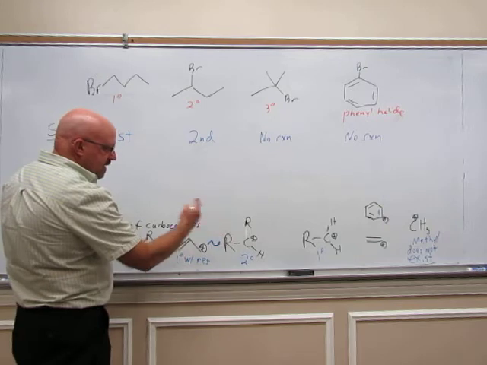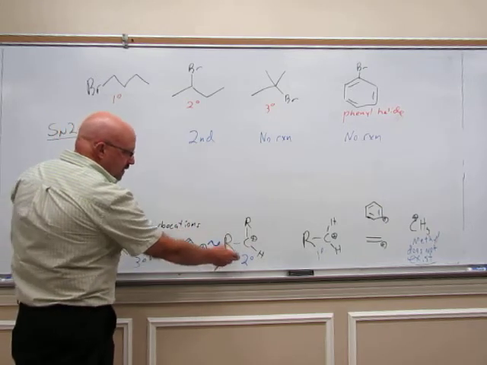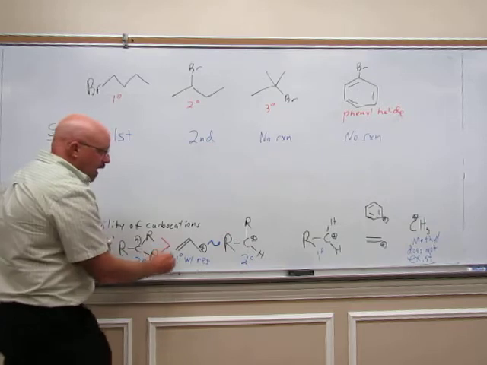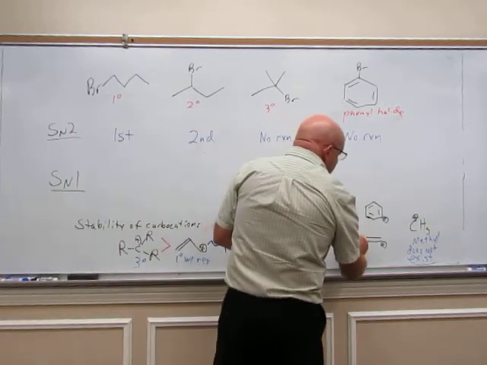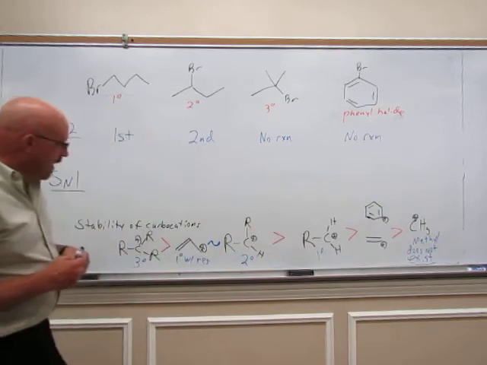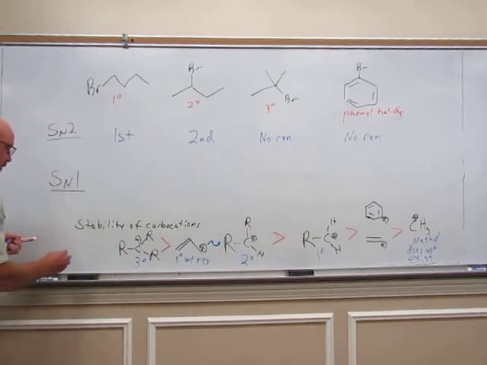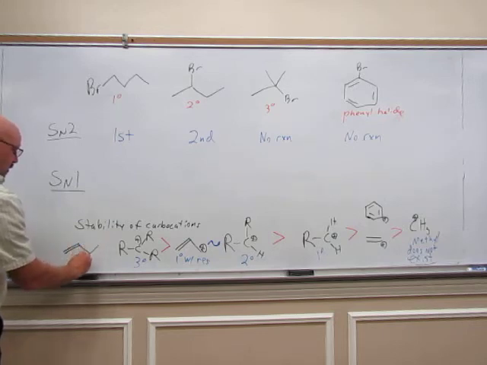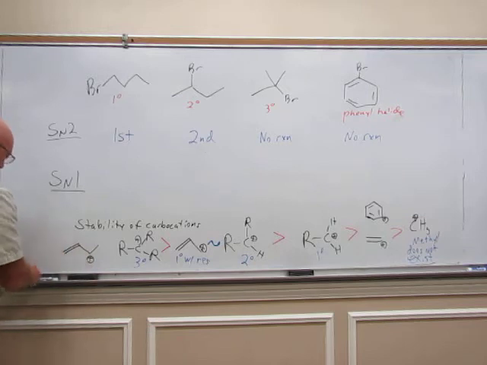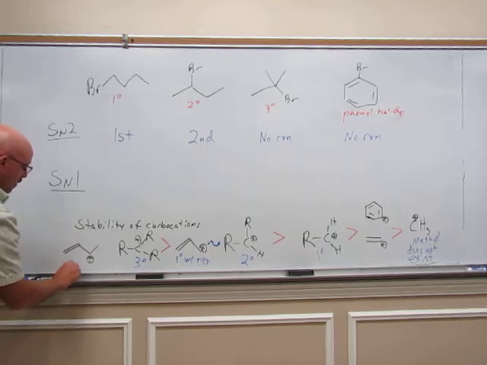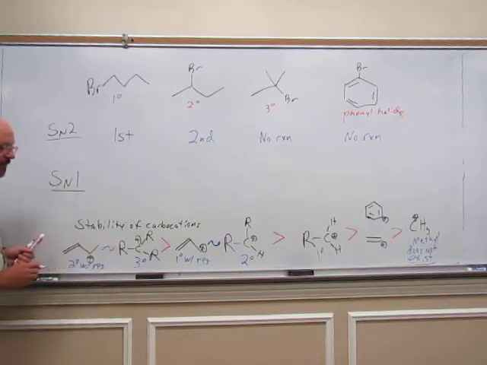So the resonance basically bumps you up one spot. Primary with resonance is going to be about the same stability as a secondary without resonance. If we have a secondary with resonance, it's going to be about the same stability as a tertiary with no resonance. Again, the resonance basically bumps you up one spot.